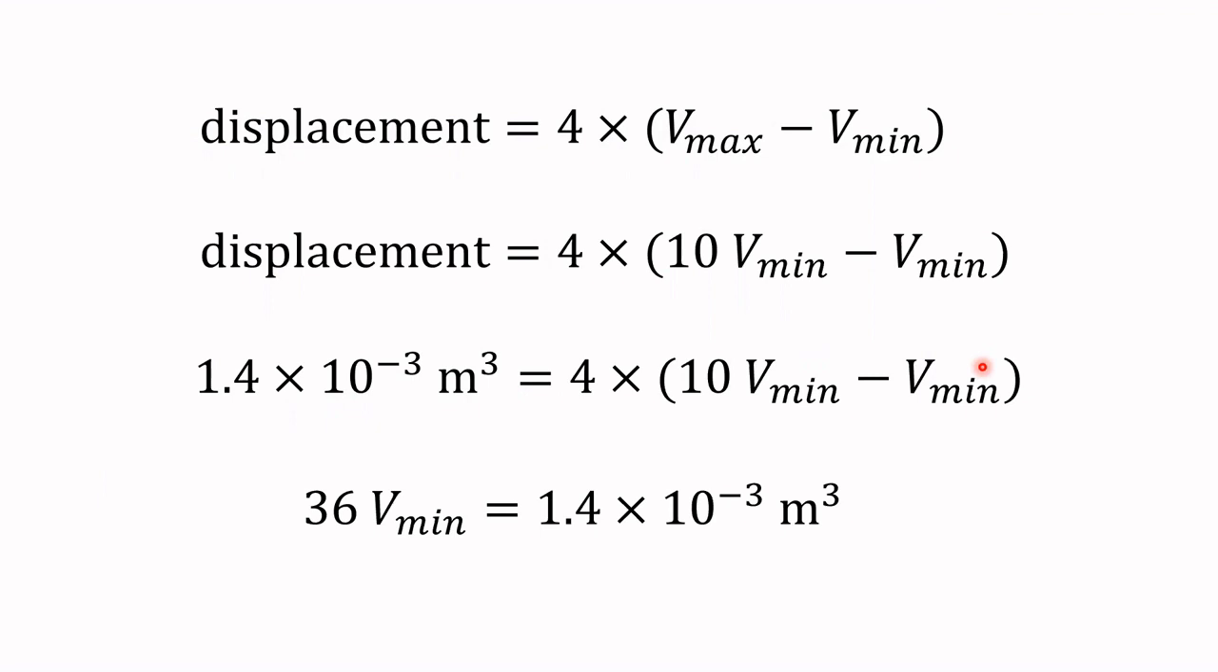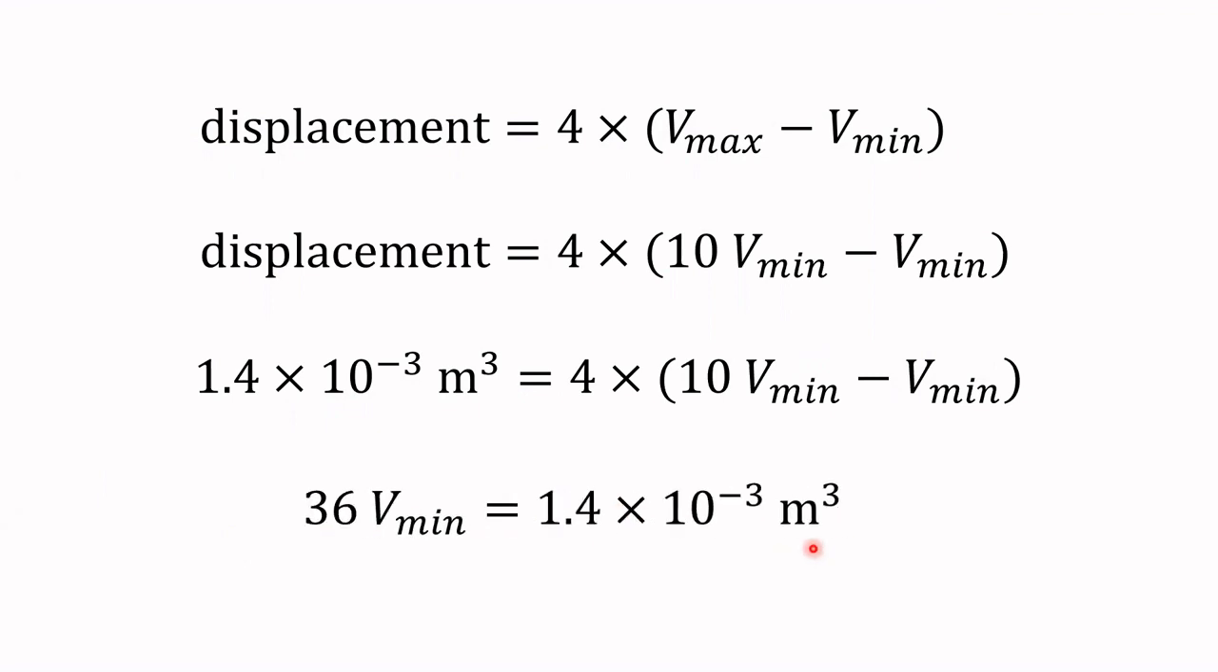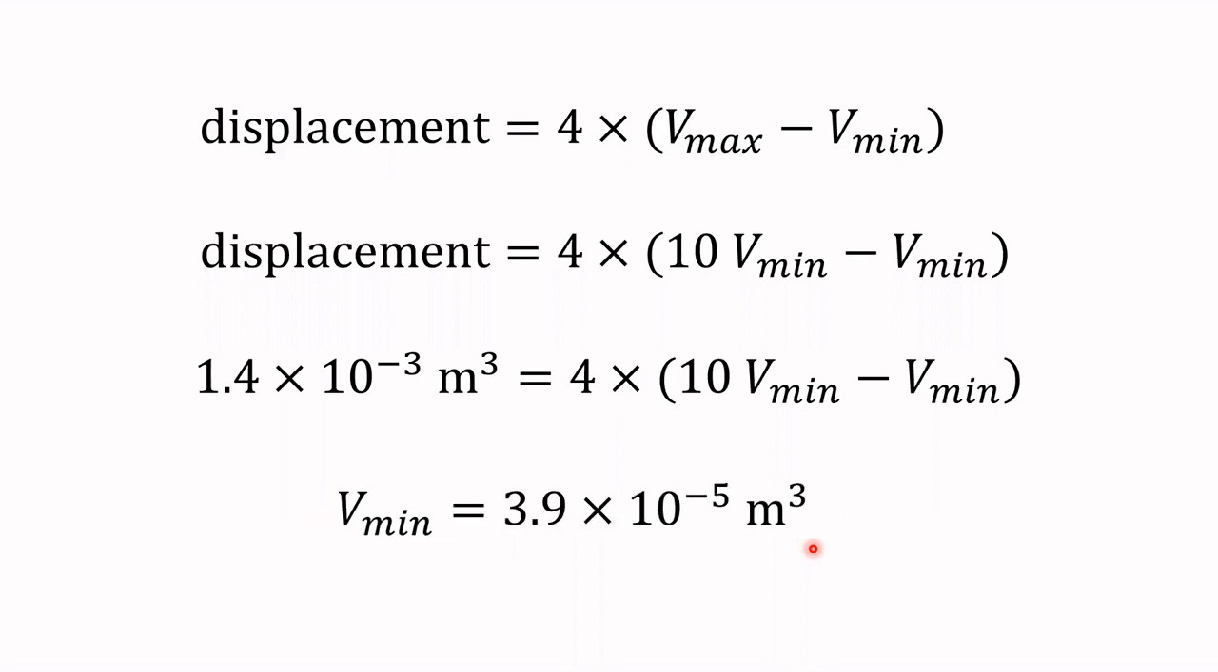Rather than look up the bore of the cylinder and the height, I could just do it this way. So I get that 36 times Vmin's got to equal this quantity. Divide both sides by 36 here, and I wind up with this. And that looks like a very small number, right? But remember, a cubic meter is a huge volume by regular everyday standards of volume. It's much bigger than the volume of your soda can.